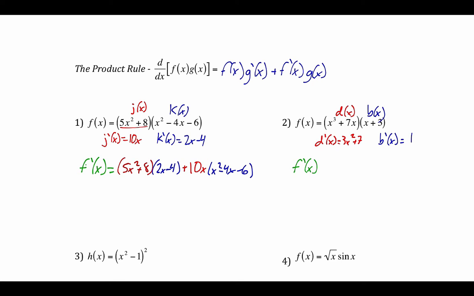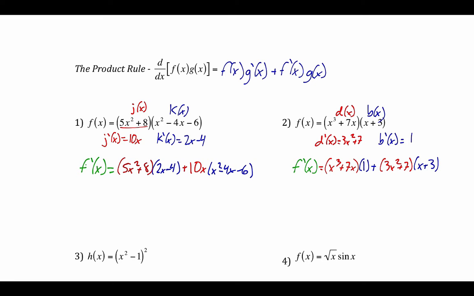So when we're doing f prime of x, it's going to be the first original function, x to the third plus 7x, times the derivative of the second. Well, in this case, that's just 1, which is kind of nice. Oop, color coding, sorry. Keep having to switch colors. Plus the derivative of the first one, so 3x squared plus 7, times the second function, which originally was x plus 3.